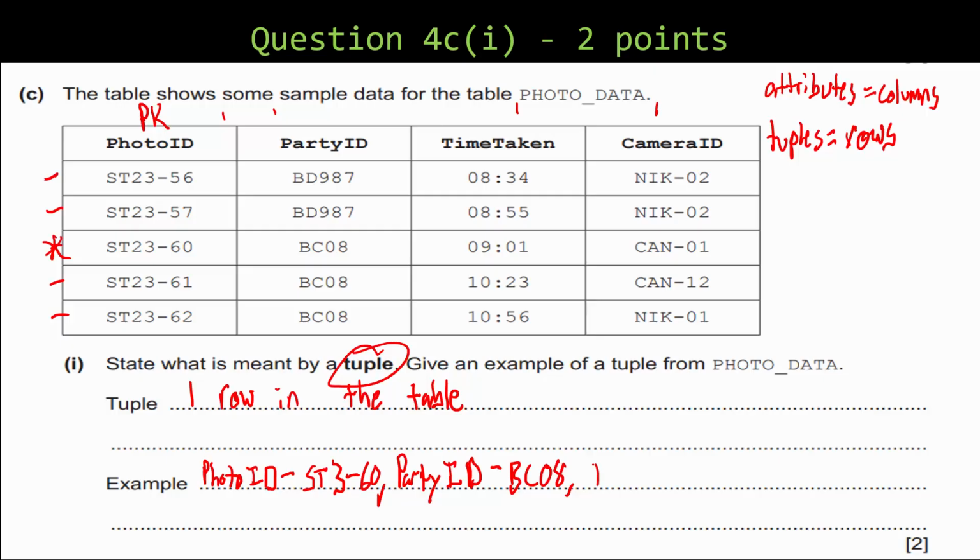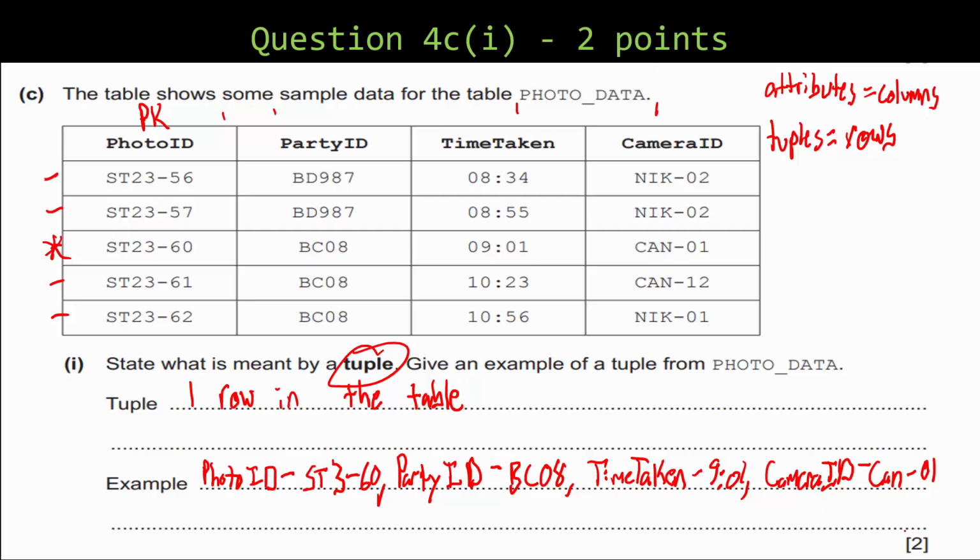The time taken is 9:01. And the last one is the camera ID. I'm going to put the camera ID for that one, which is CAN-01. I imagine that represents Canon and the NIK Nikon. But anyway, that's how we pick up those 2 points. Make sure you know the difference between attributes and tuples.